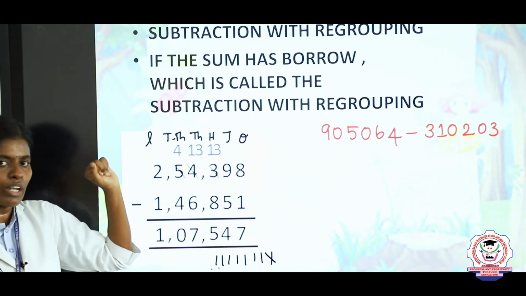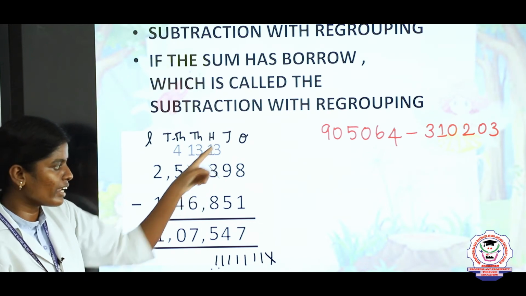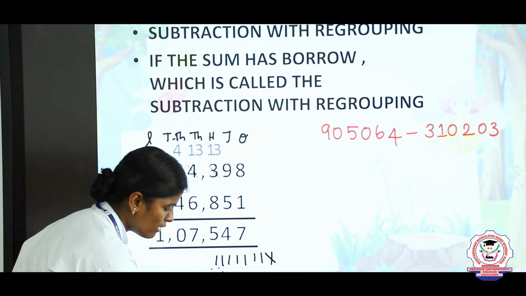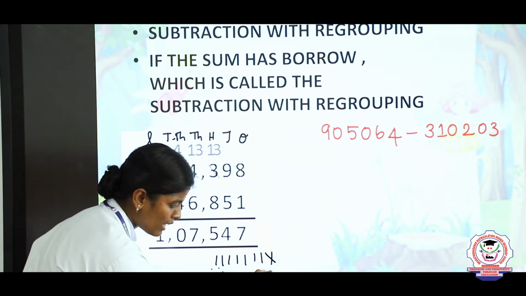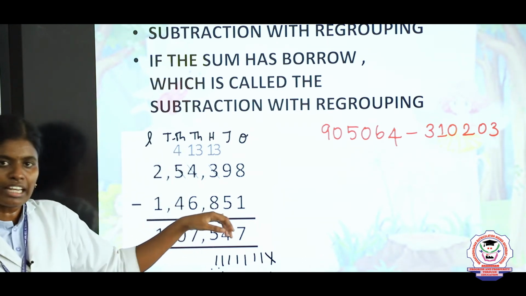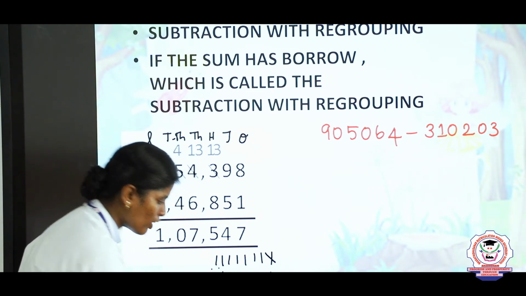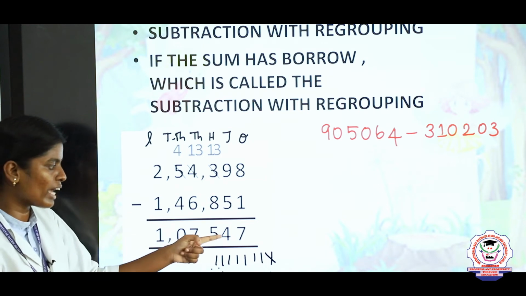Take the tens place value. Here we have the question 9 tens minus 5 tens. So take 9 lines 1, 2, 3, 4, 5, 6, 7, 8, 9. Subtract 5 lines. 1, 2, 3, 4, 5. So remaining how many lines are there? We have 4 lines. So the answer is 4.